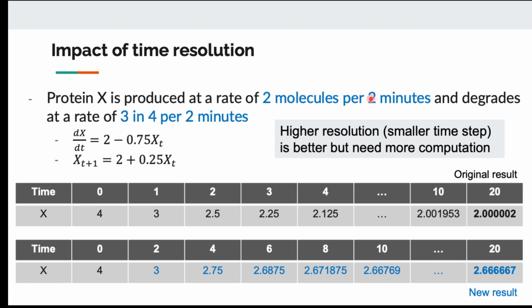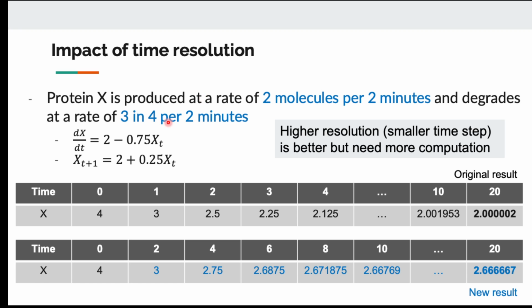And we say that I'm going to calculate this per 2 minutes instead. So per 2 minutes, you're going to create 2 proteins, plus 1 and plus 1. And the degradation, because you use 50% for each minute, over 2 minutes you are going to lose 3 in 4. You are going to lose 75%. You lose 1/2, and then you lose 1/2 of 1/2.